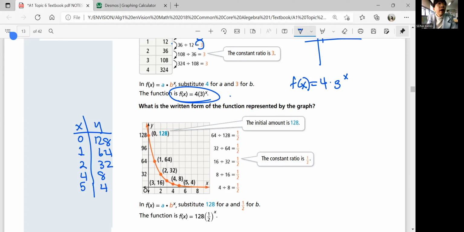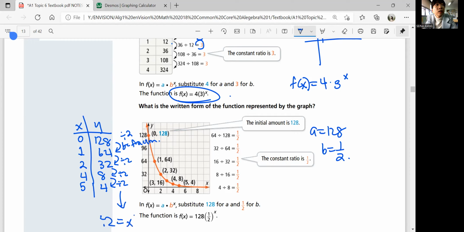(0, 128) means that's your initial value. A is 128. And then you're going to multiply by a number. Your number is getting smaller, so you're dividing, which means your base is going to be a fraction. If you're dividing by 2 each time, that means your base is 1/2, because exponential is always about multiplication. Dividing is the same as multiplying by the reciprocal, so multiply by 1/2. So your base is 1/2, and your function is 128 times 1/2, that's your base, to the power of x.